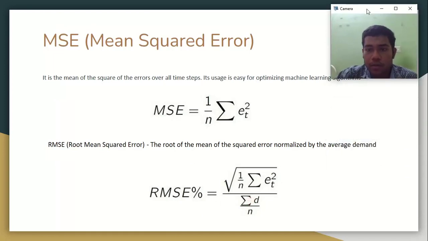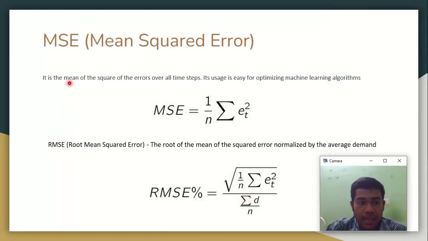And then we have one more very popular metric, which is mean squared error. So mean squared error is basically the sum of the squares of all the errors and the mean of it. Mean squared error is actually very popular, particularly in machine learning algorithms. So this metric is generally used for optimizing machine learning algorithms which are designed for time series data. So this is mean squared error. We also have root mean squared error, which is defined as follows. So it's basically the square root of the average of the square of the errors divided by the total average of the demand.